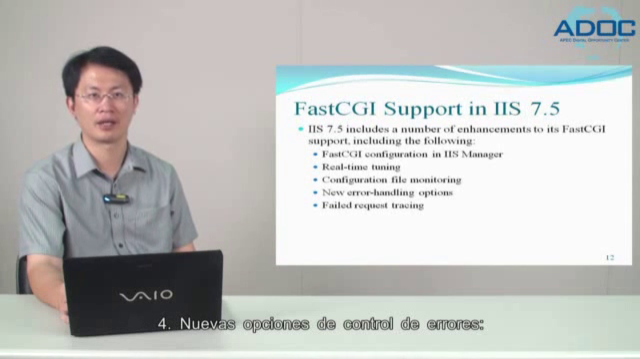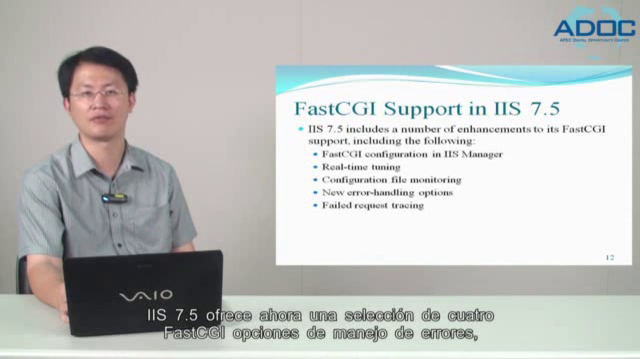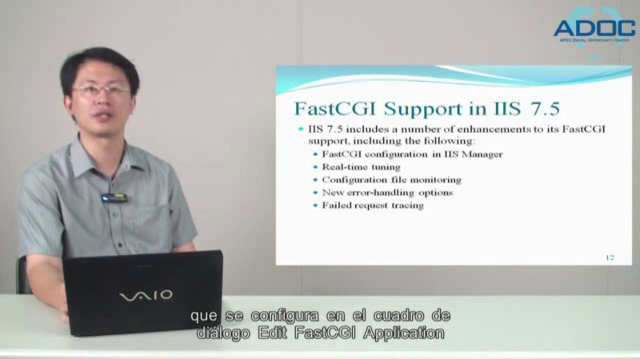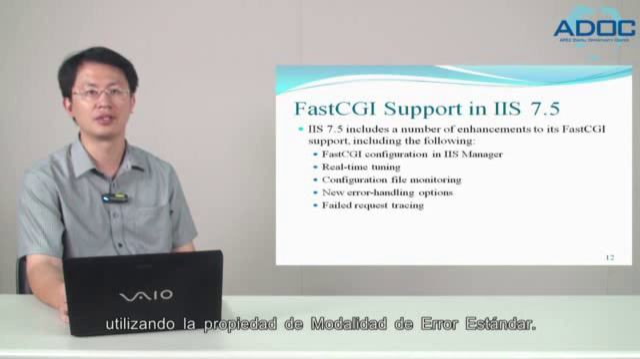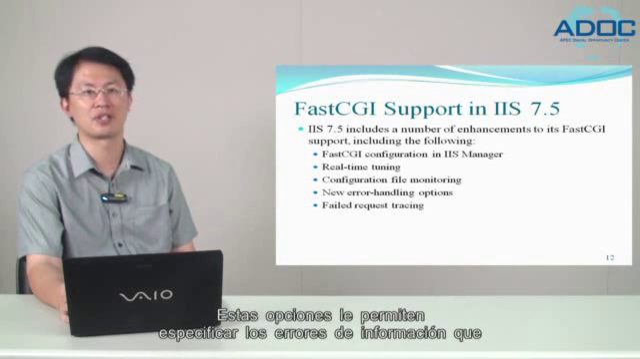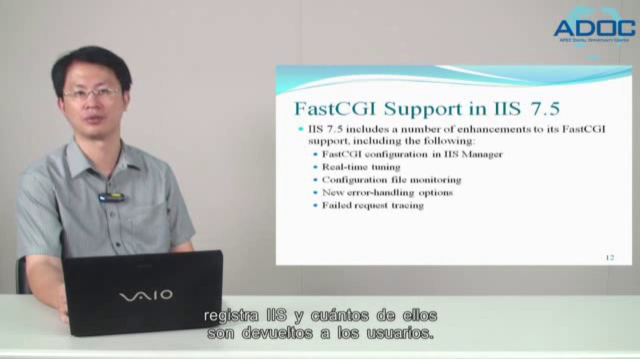Fourth, new error handling options. IIS 7.5 now provides a choice of four FastCGI error handling options, which you can configure in the added FastCGI application dialog box using the standard error mode property. These options enable you to specify what error information IIS logs and how much of it gets returned to users.